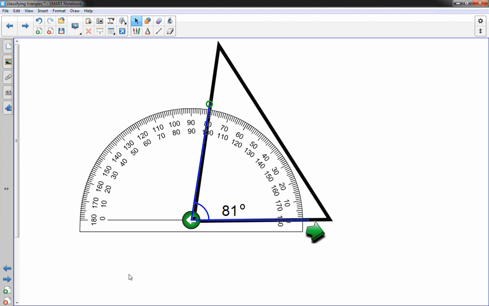And practice measuring the angles of the triangles on the back side. Write the angle measure inside each corner, and then tell me if it's acute, right, or obtuse. And turn that in when you return back to class.